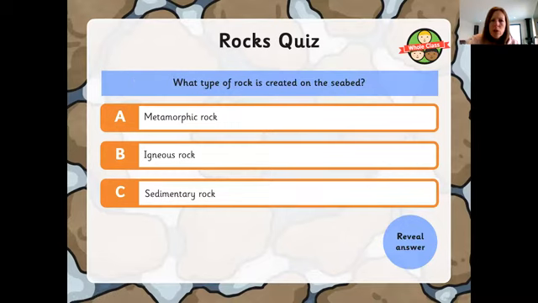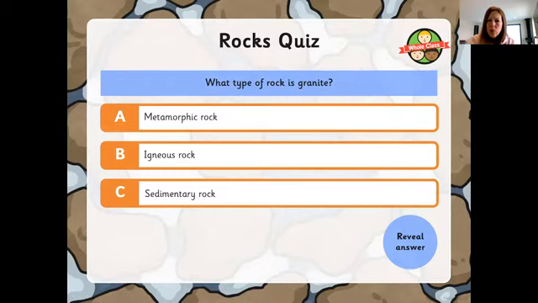Which type of rock is created on the seabed? If you remember, we looked at how this type of rock is formed over many, many years with layers and layers that form on top and compact and crush down. Which type of rock was that? I hope you're calling out the right answer. It is sedimentary rock. Well done if you got that one right as well.